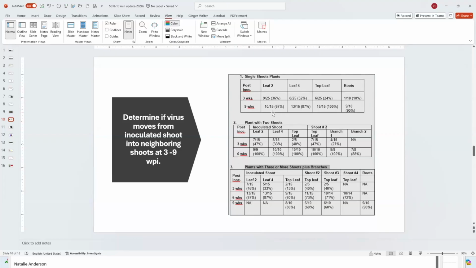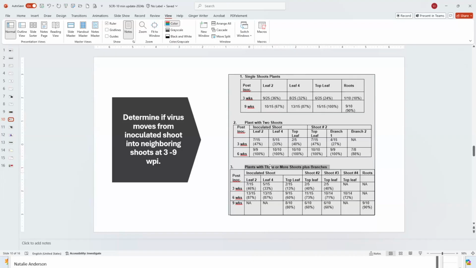In this case, at 3 weeks and at 9 weeks, we're able to detect 100% of the plants showed up positive in the upper leaf, in the top leaf, with distribution throughout the other leaves. If we had plants with 2 shoots, 6 weeks gave us the best results across all sampled tissues, in fact. So at 6 weeks, we were able to get 100% detection in the lower leaf, the upper leaf, and the top leaf, both in the inoculated shoot and in neighboring shoots, which was surprising and good to know, new information.